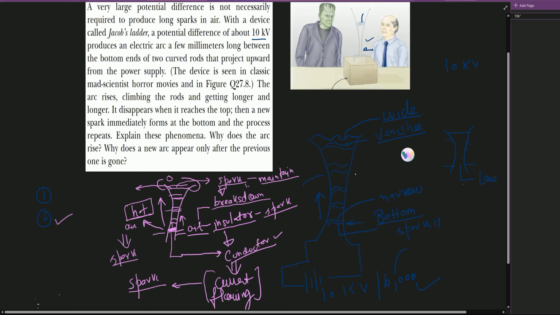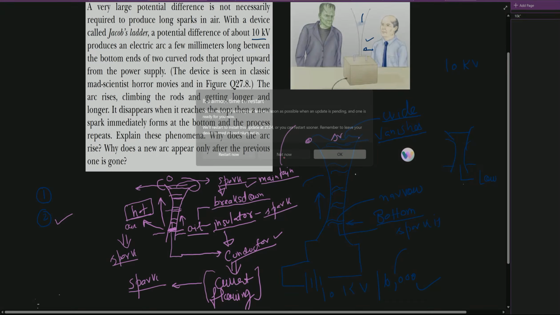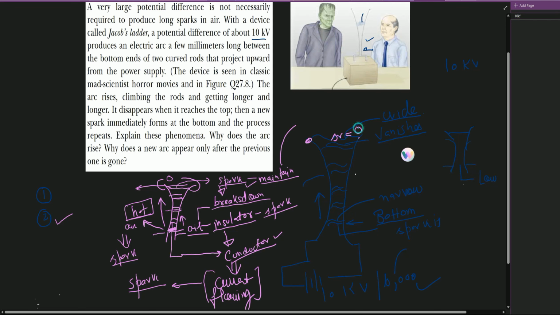So the spark goes away, and at that point in time, the potential difference between the two rods here is approximately 0, right? What does that mean? It means that once the spark goes away, the potential difference between rod number 1 and rod number 2 is no longer equal to 0. And therefore, again, the potential starts building between the two rods, coming from the source of potential. Okay? Which means, again, the process will repeat.